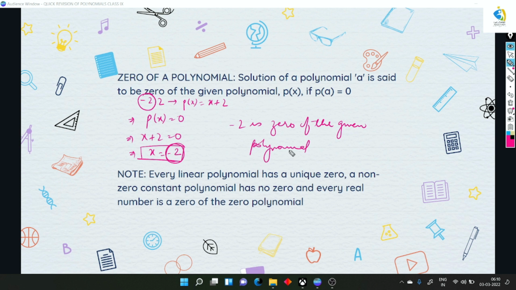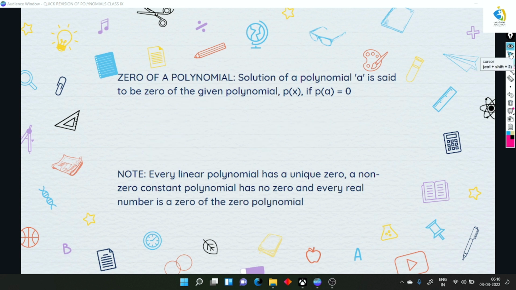Alright. Now here we should keep one thing in mind, that every linear polynomial has a unique zero. The way we got here, ये एक यूनिक जीरो है, इसको और कुछ नंबर सेटिस्फाई नहीं करेगा. A non-zero constant polynomial has no zero because it is again already a number. Non-zero constant, that means number. तो उसका कोई जीरो नहीं होगा. And every real number is a zero of a zero polynomial. हर एक real number एक zero polynomial का zero होगा. Okay.